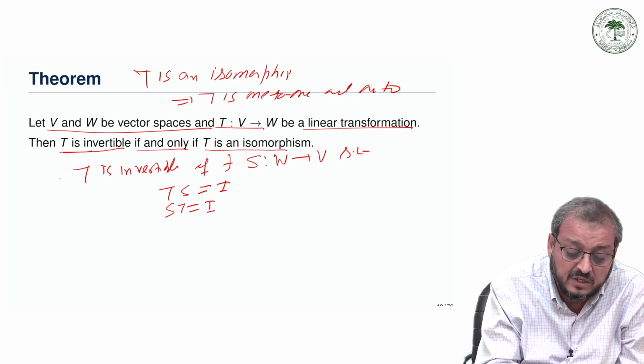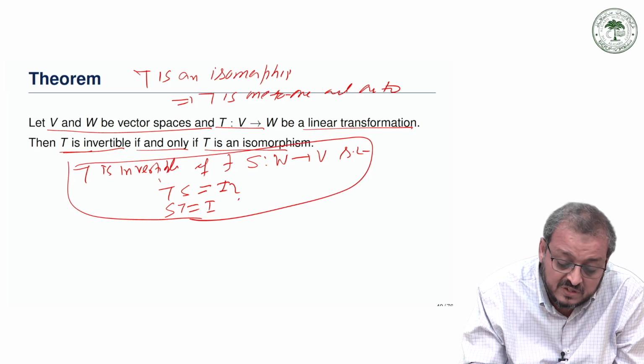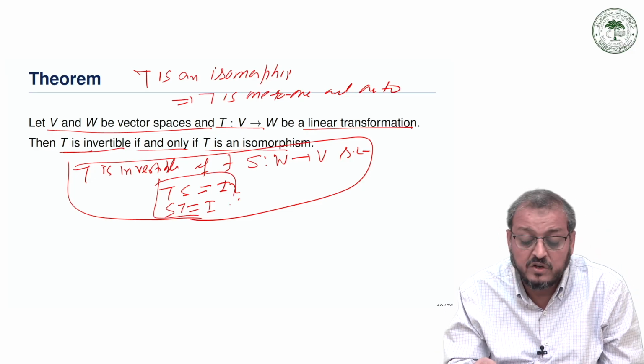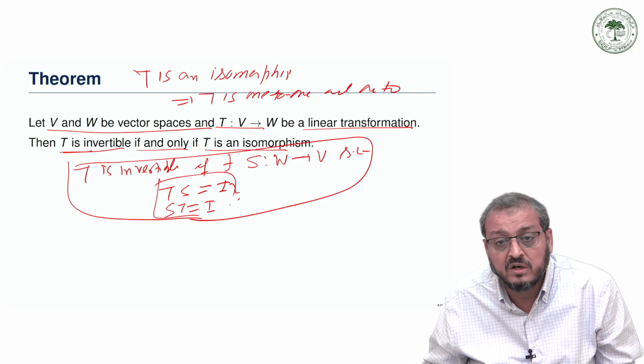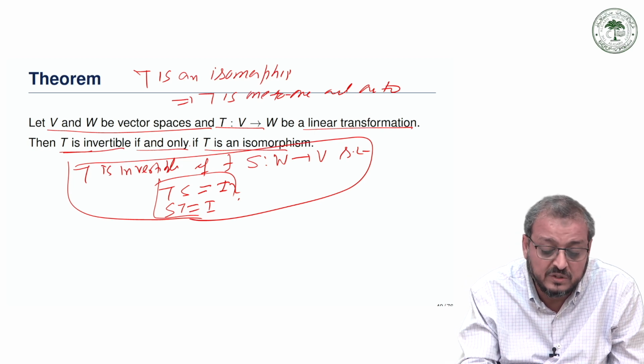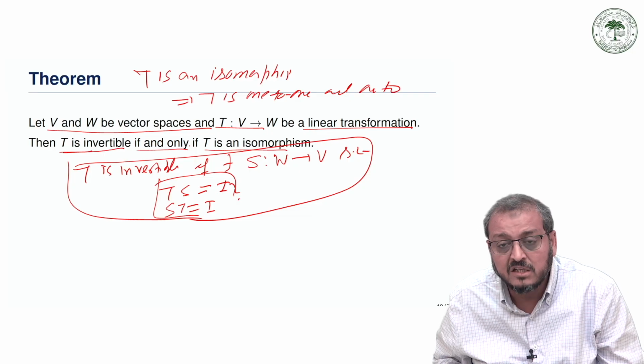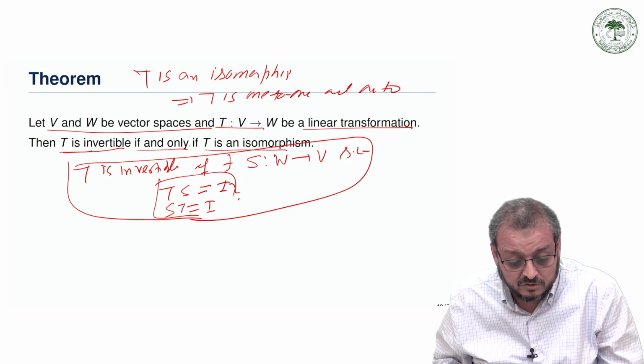So if we show that T is invertible, then we have these two conditions given, and with the help of these two conditions we try to show that T is a one-to-one and onto map. And if T is one-to-one and onto, then we have to show that there exists another map S which is linear also, well defined and linear, then we can prove this. Okay, so let us start with this.